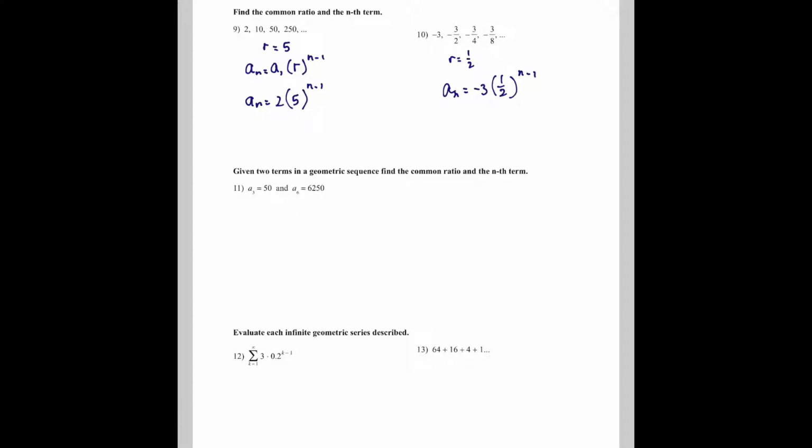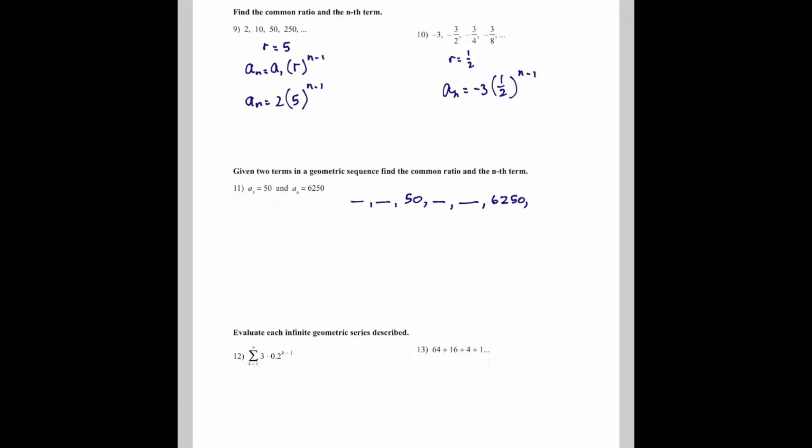Okay, question 11. It says, given these two terms, find the common ratio and the nth term. So we're just finding an nth term again, but we haven't been given the sequence in order. We've been given a third term and a sixth term. So we have a first term, a second term, then the third term is 50, and then a fourth term, a fifth term, and then the sixth term is 6,250.